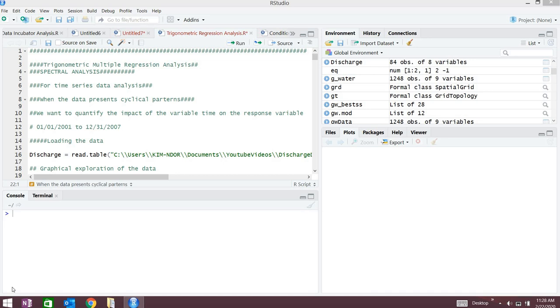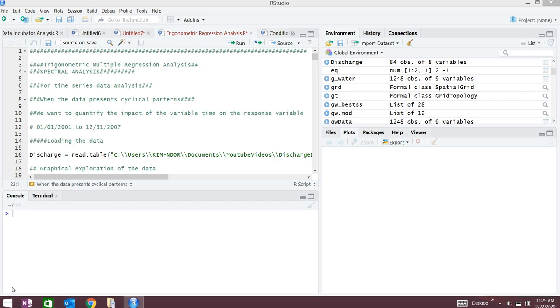Hello, this video is about the trigonometric multiple regression analysis. You can also call it spectral analysis. This is for time series data, especially when the data presents cyclical patterns, and we would like to estimate how much the variable time itself impacts the variation of the response variable.